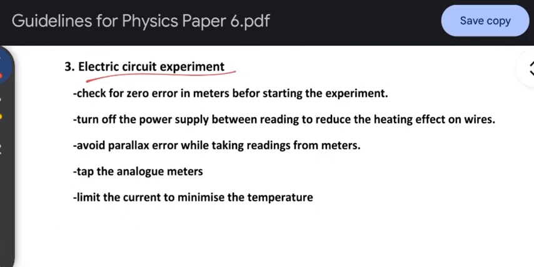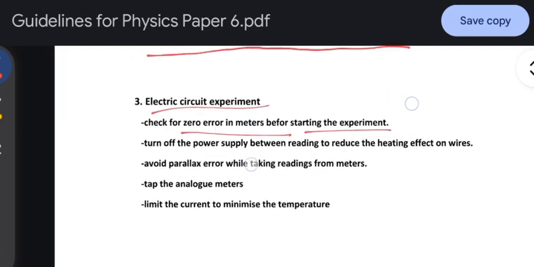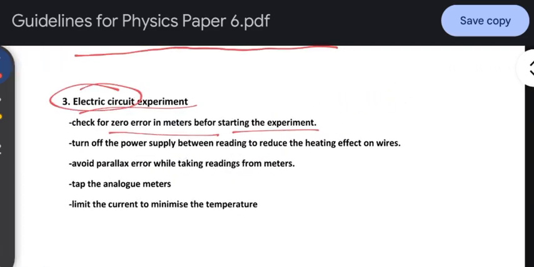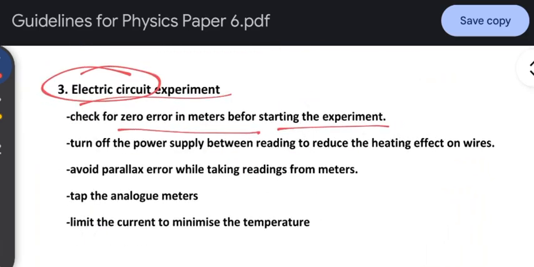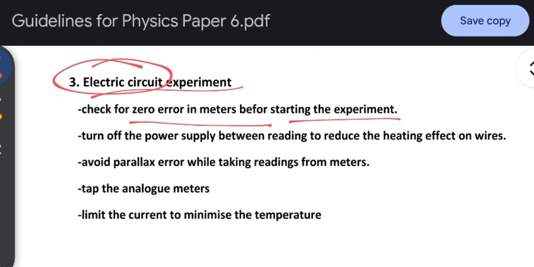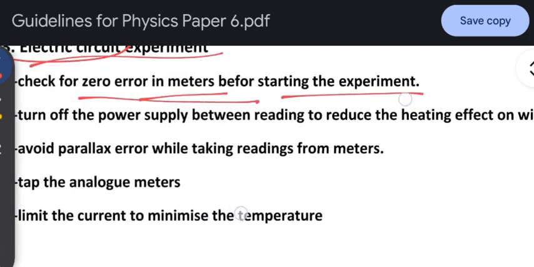Electric circuit experiment, as I told you, I hate this. But actually this one is very easy because they just tell you to read the readings and then keep dividing and finding the resistance, and even the formula is given. So it's an easy, marks gaining question. Check for 0 errors in meters before starting the experiment. Like when you use an ammeter or voltmeter, check for 0 error in that.